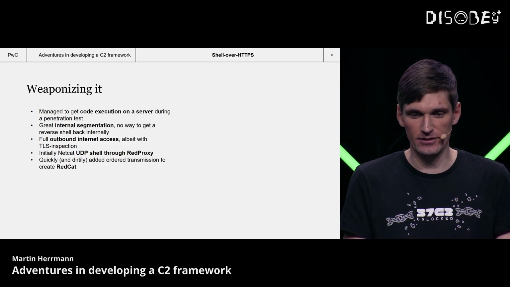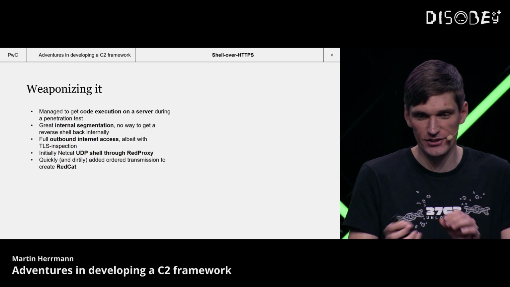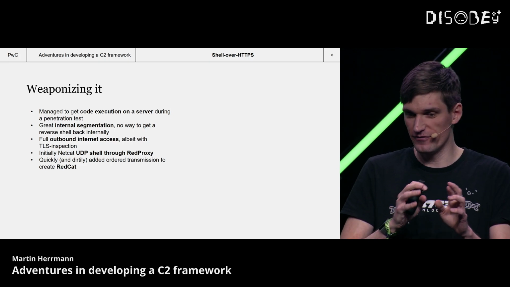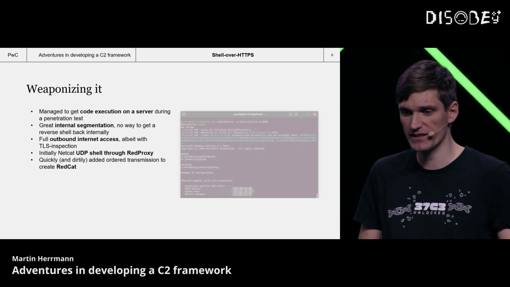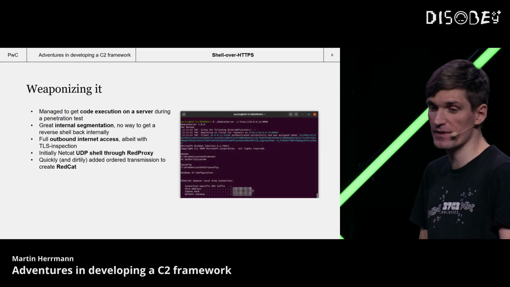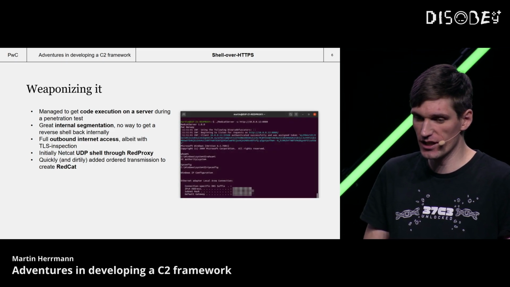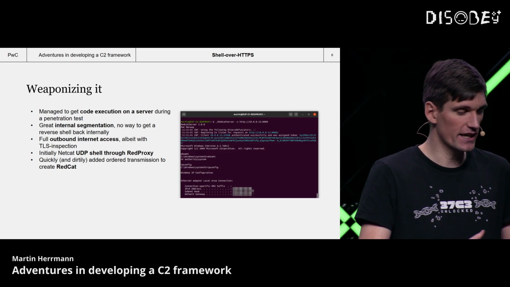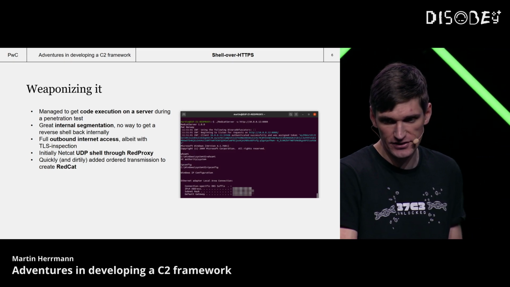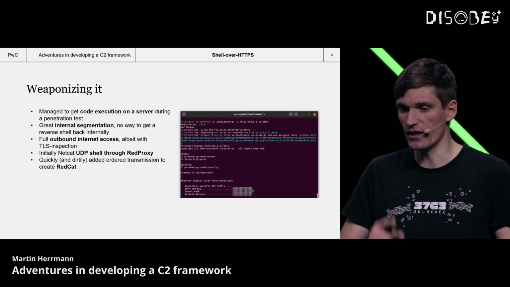So what we did is we quickly hacked together the already dirty Red Proxy code, added some very quick and dirty order transmission to it to get it to work, and then we had Redcat. And this is basically a screenshot from that engagement where we actually got a shell back on our server. We got a system shell, and we could demonstrate to the client that not only had we been able to get code execution, but we could also get it out via the internet.